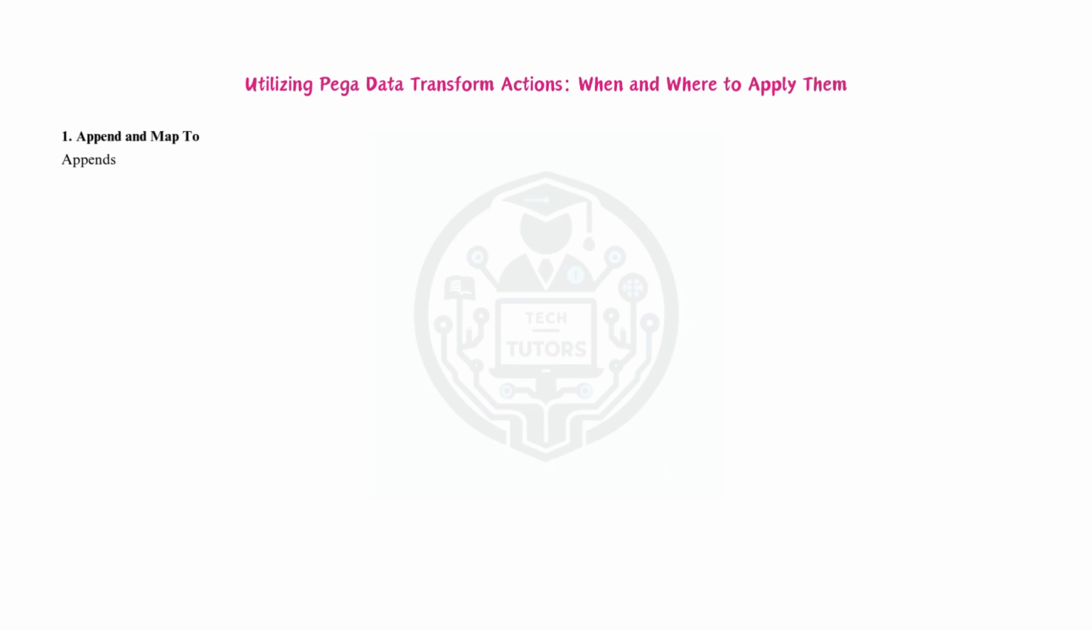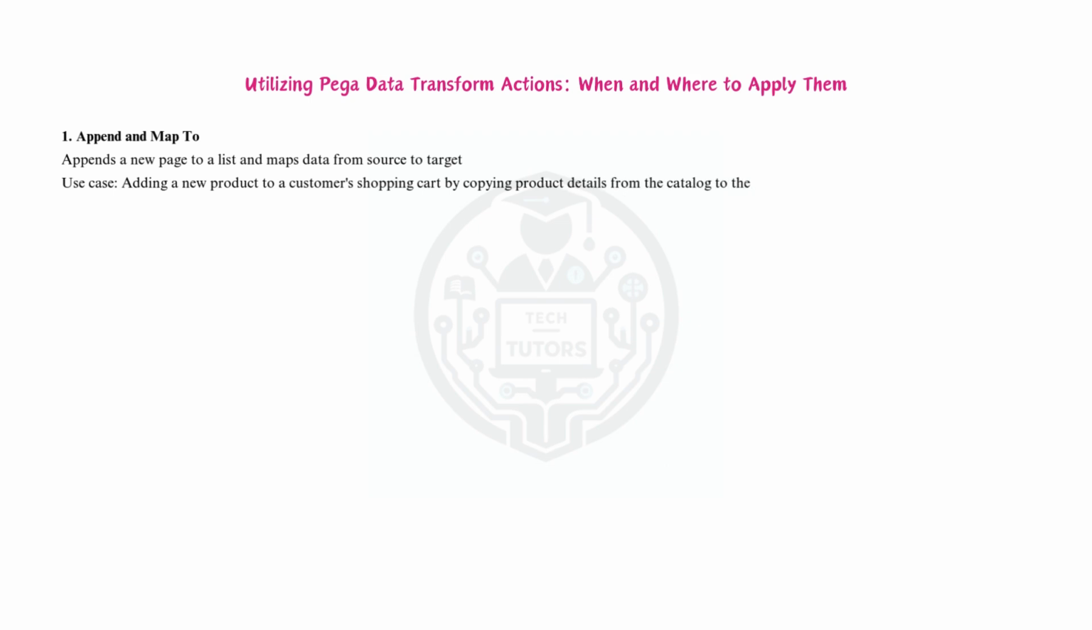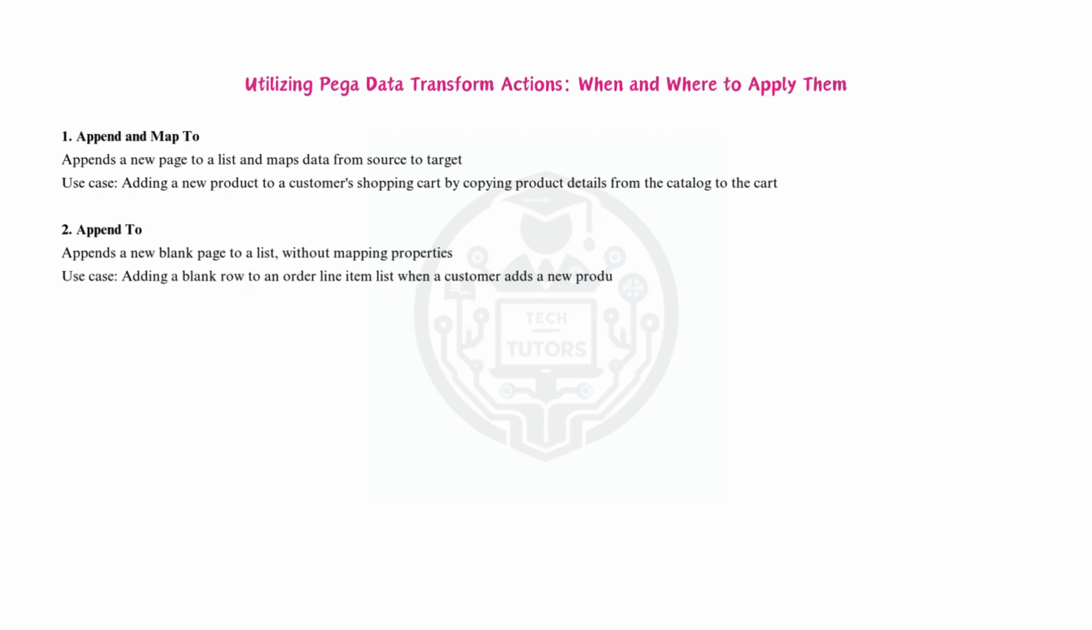First, we have append and map to, which adds a new page to a list while mapping data from a source to the target. For example, you could add a product to a customer's shopping cart by copying details from a catalog. The append to action adds a blank page to a list without mapping properties immediately. This is useful for adding a new row to an order list, which can be filled in later.